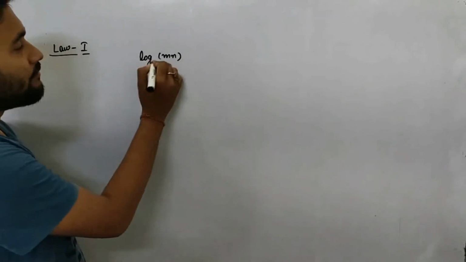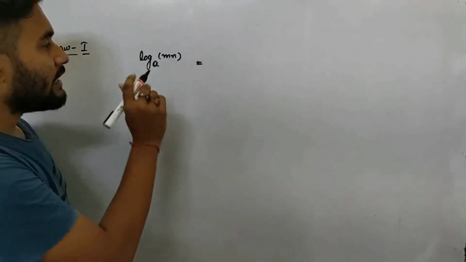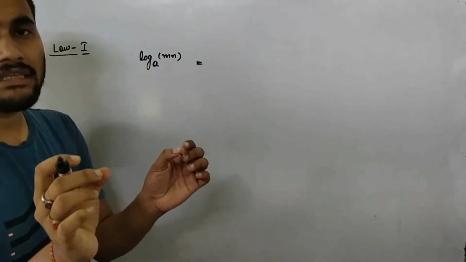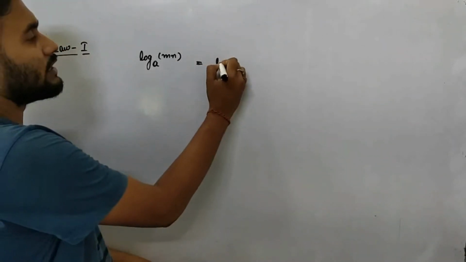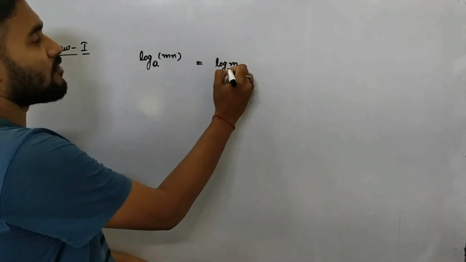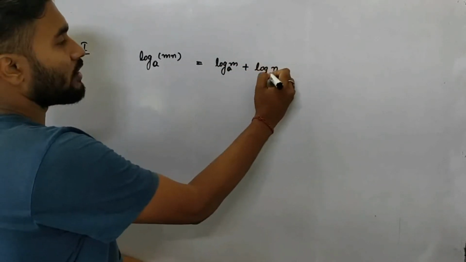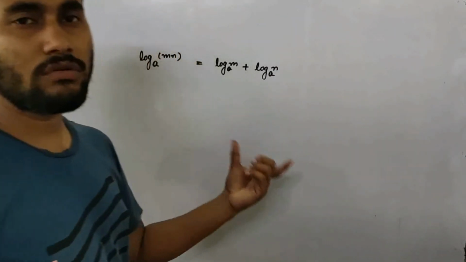log of m into n base A. So what will happen? If there is a product, then the log will break as addition, as the sum of two logs, meaning log m base A plus log n base A. This is your first law. Tomorrow we will do the proof.